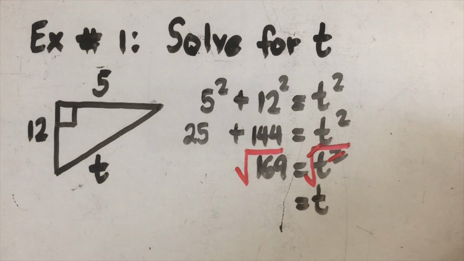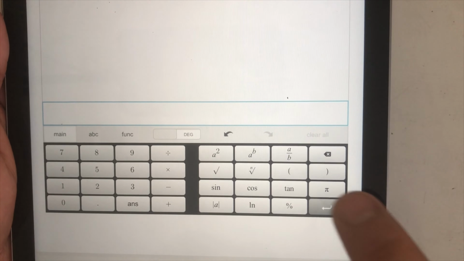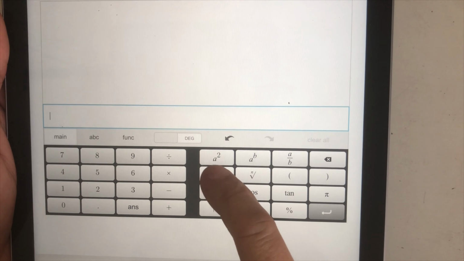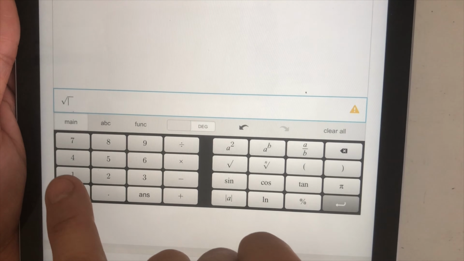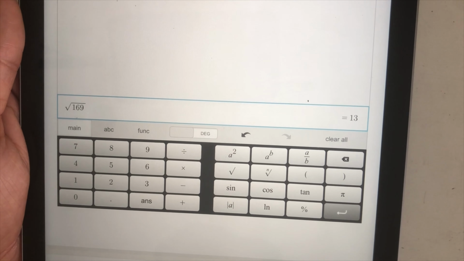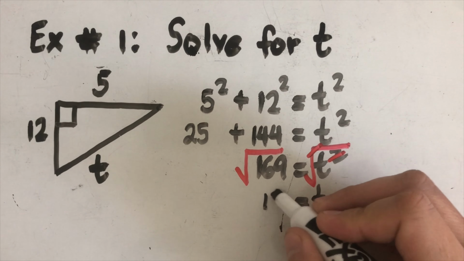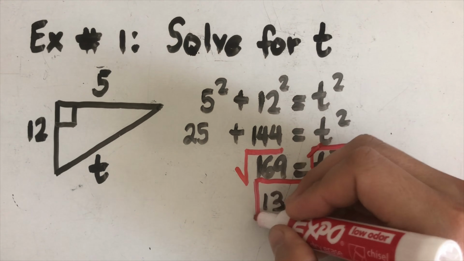And then how to get the square root using the calculator. I'm going to explain how to use the calculator that we have here. You can also use your own calculator as well. This is the square root symbol right here. So square root of, then we put in 169. I type in 169, and that gives me 13. So the answer right here is 13. I write 13 over here, and that is the final answer.